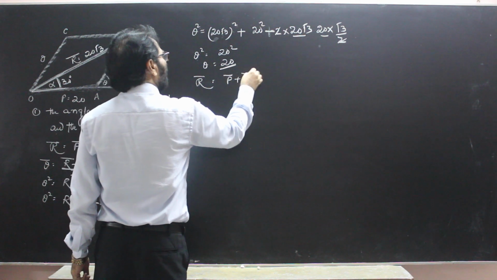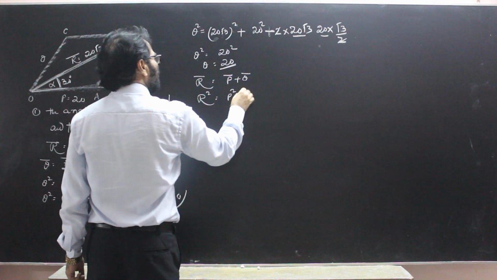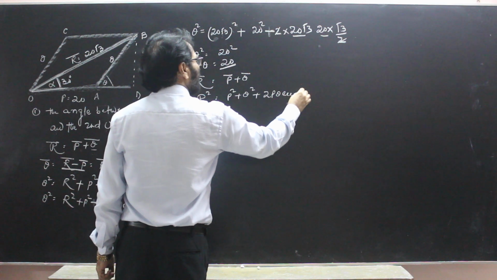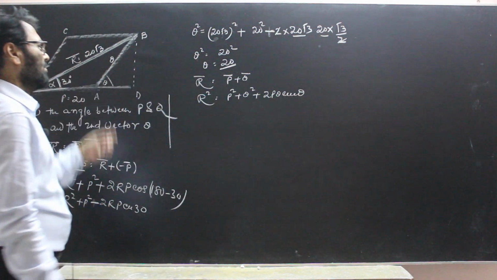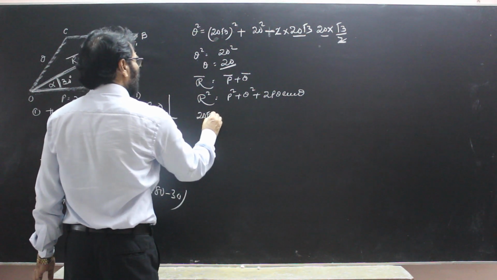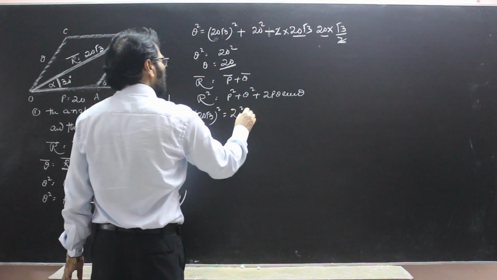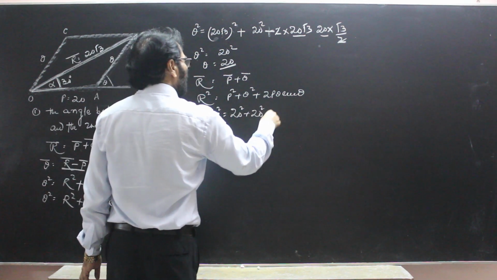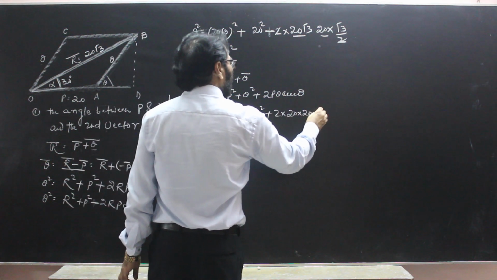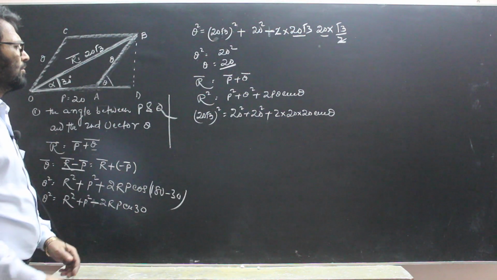Now R is P plus Q. So now R square is P square plus Q square plus 2PQ cos theta. R is 20 root 3 whole square and this is 20 whole square plus 20 whole square plus 2 into 20 into 20 cos theta, where theta is the angle between P and Q.